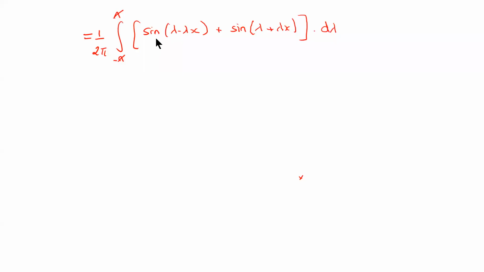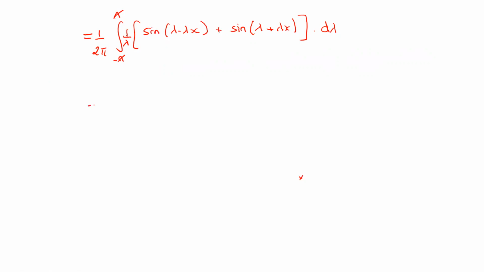Now this is of the form sine(a minus b) plus sine(a plus b). So you take lambda as a and lambda x as b. There is also 1 by lambda outside, just keep the 1 by lambda outside. So there is sine(a minus b) plus sine(a plus b).